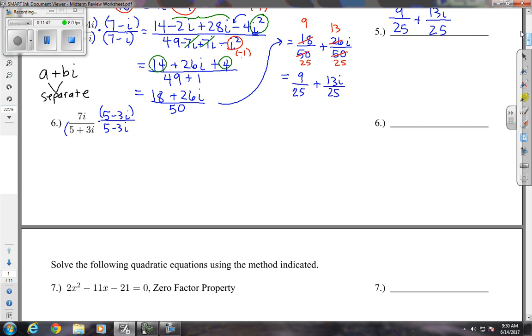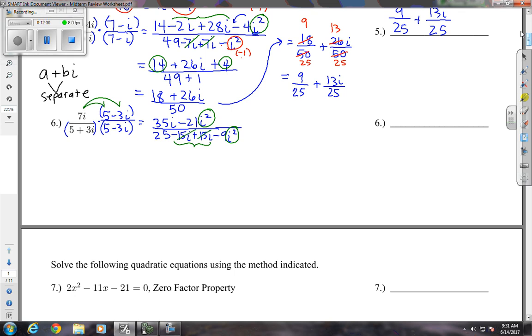Again, we're going to have lots of FOIL to carry out, so let's add some parentheses here. Notice in the top, we're not foiling, we are distributing this 7i. So 7i times 5 gives me 35i. 7i times negative 3i is negative 21i squared. In the bottom, we will have to FOIL. So the product of our first two terms there is 25. Outside terms, minus 15i. Inside, plus 15i. Last, minus 9i squared. Let's work on our i squareds here. We'll replace both of those with a negative 1.